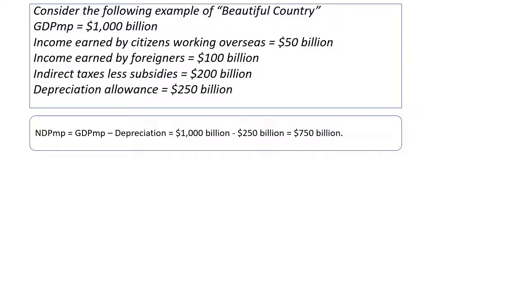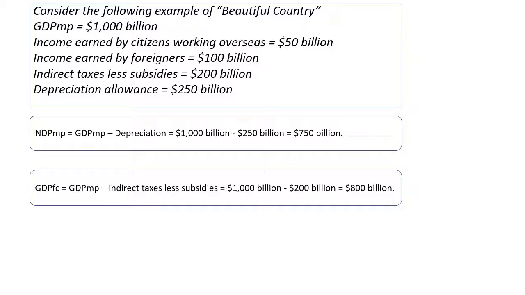Now, based on this GDP-MP figure and the fact that we know about those three relationships, NDP-MP, which is net domestic product at market price, will equal GDP-MP, which is gross domestic product at market price. The difference between G and N, the first letter, is depreciation. So we subtract depreciation from here, $1,000 billion minus $250 billion, and that will give us $750 billion NDP-MP.